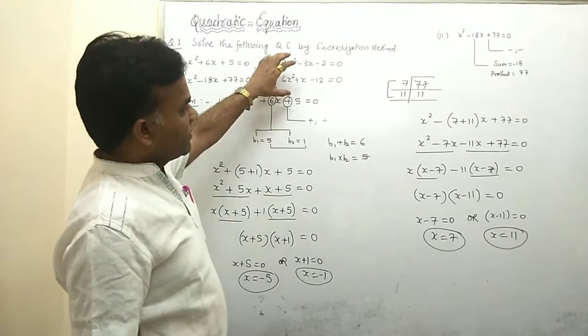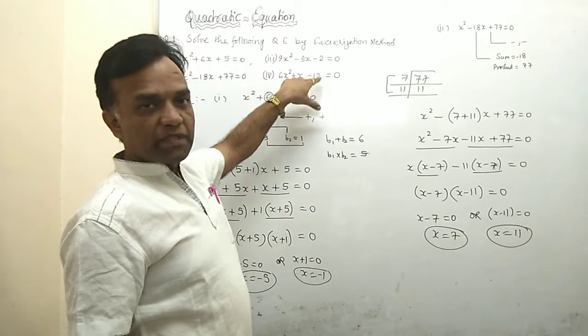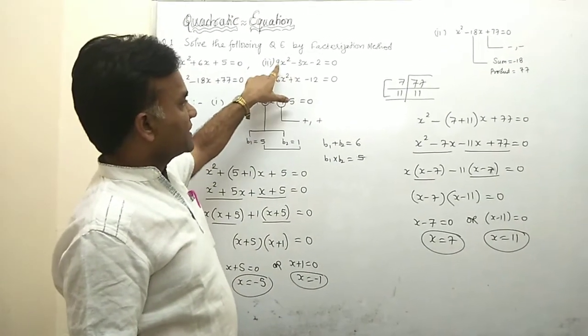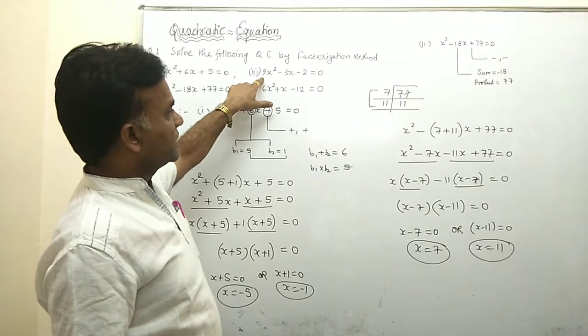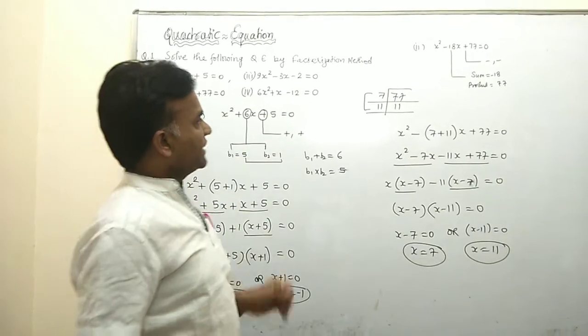And now we have the second case. If the constant term is negative, then we have two examples. So one by one we solve these examples here. So first now we try the third question, 9x square.